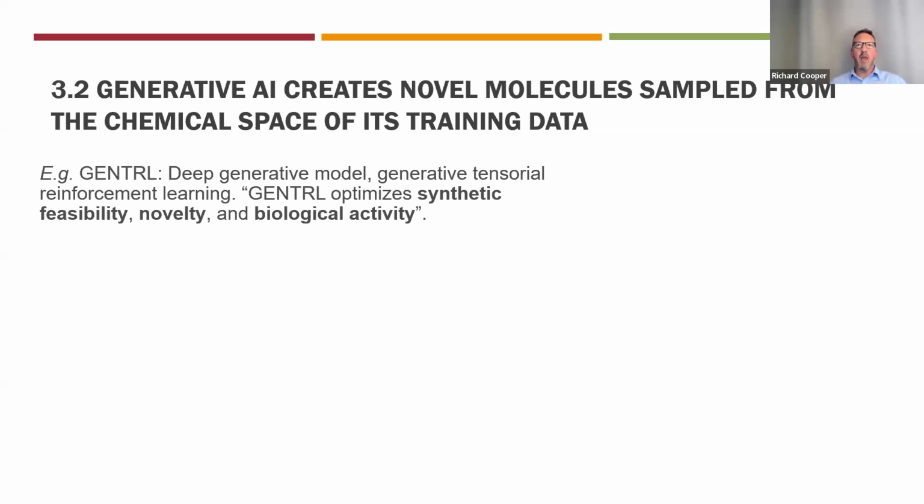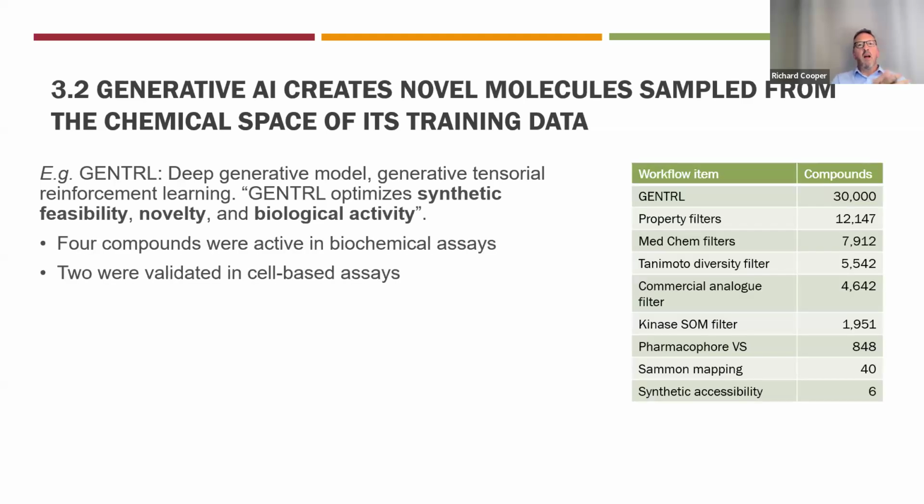So in this paper for GenTRL, which is the one I just referenced, it builds a deep generative model using generative tensorial reinforcement learning. And in the paper, it says GenTRL optimizes synthetic feasibility, novelty, and biological activity. So we'll remember those three things. I've put them in bold. And in the end, they found 4 compounds that were active in biochemical assays and 2 that were validated in cell-based assays. And now we'll see how they got there.